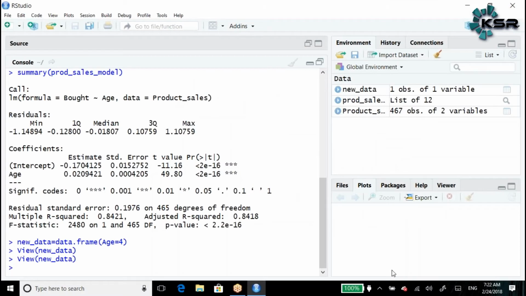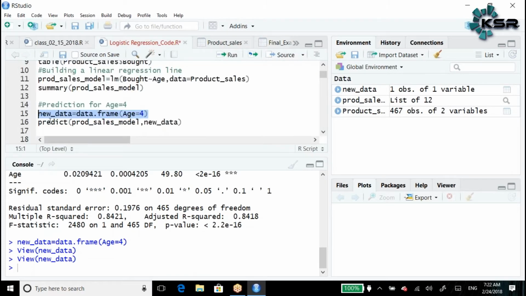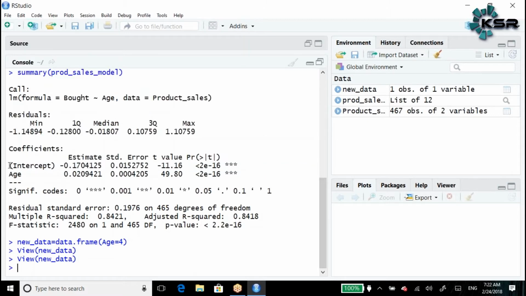Now, whatever we are doing manually, we cannot do every time. We need to use a function. So we are using predict. Yesterday also we used predict. Predict means we'll get the predicted probability value. The product sale model means it will take the equation y hat is equal to beta naught plus beta 1 x. Here beta naught means minus 0.17. Where do you get the minus 0.17? This is the intercept estimate. Minus 0.174 is the intercept estimate.